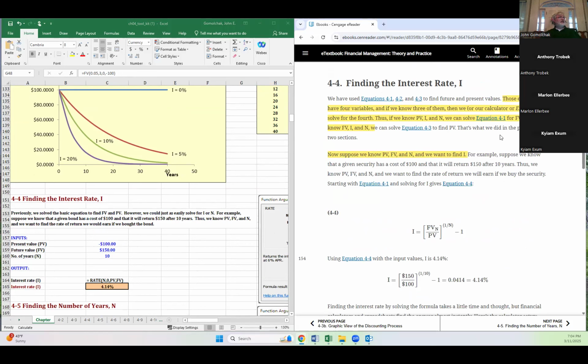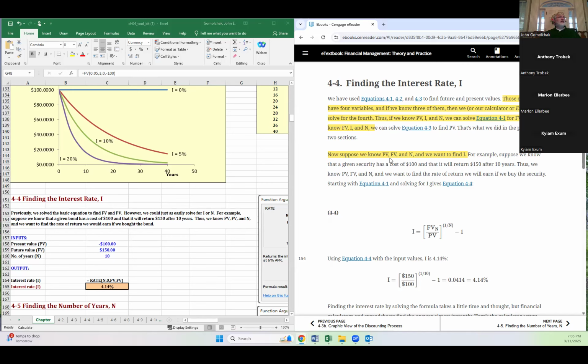All right, so the next thing I want us to do in the book here is to find the interest rate. The equations had 4 variables. If we know 3 of them, then we can calculate the 4th one, or at least the financial calculator or Excel can do it for us. So if we know the present value, the interest rate, and the number of periods, we can solve for future value. Or if we know future value, interest rate, and number of periods, we can solve for present value.